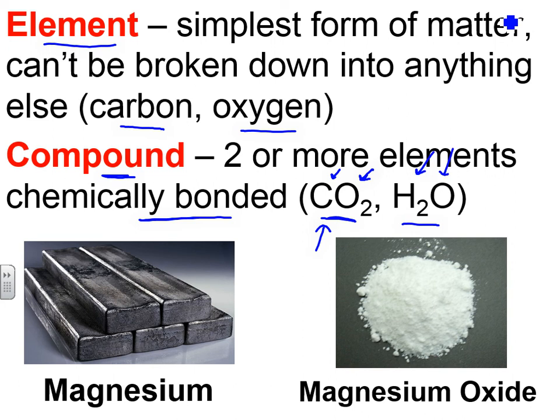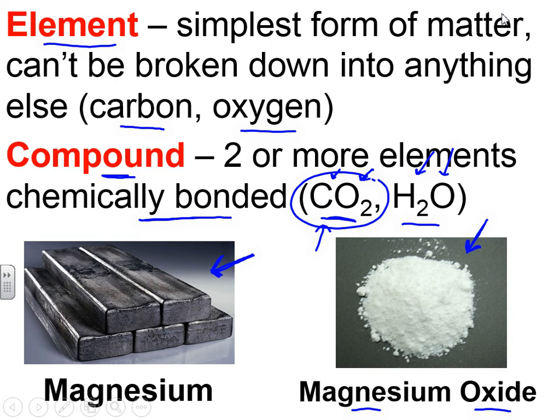Now, anytime you have a compound, you'll see there's a formula for a compound. Every compound has a specific formula. So an example of an element would be the element magnesium. Notice it's metallic. An example of a compound would be magnesium oxide. It's a powder, and you can hear the two elements, magnesium and oxygen, in the compound. But both of these are classified as pure substances.